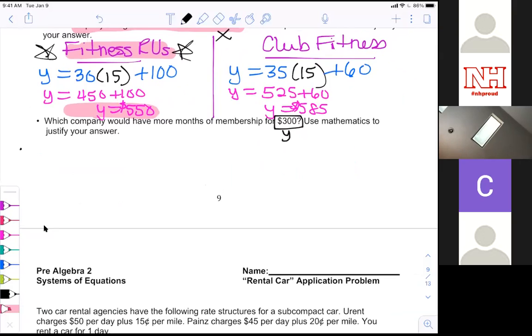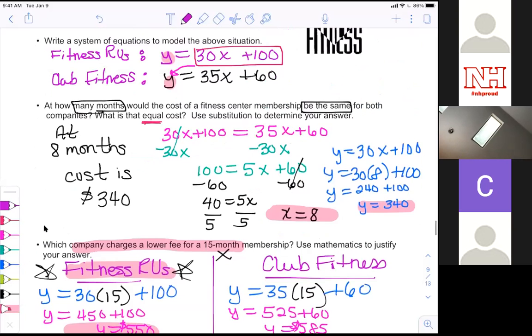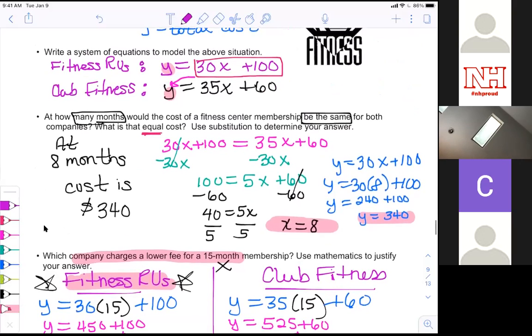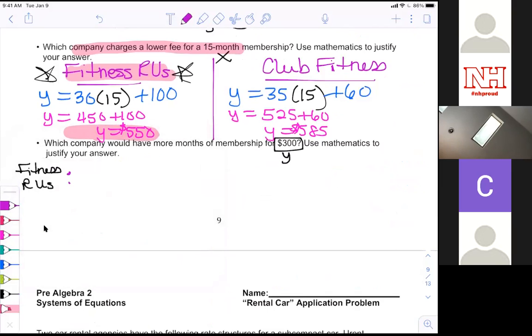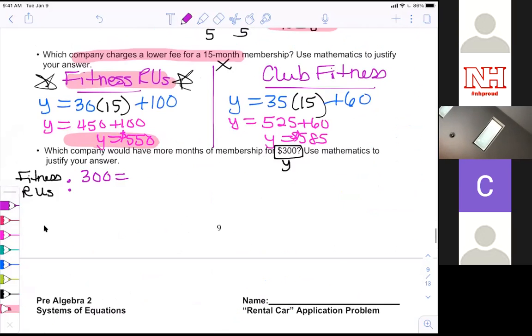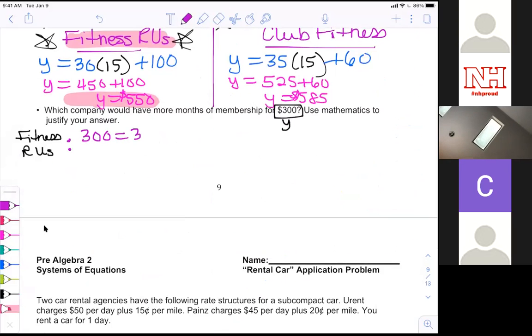So the previous question we knew X and we found Y. Now in this question, we know what Y is. We want to figure out X. How long could I go to each company? So we have that Fitness R Us. And that equation for Fitness R Us is at the top of your page, 30x plus 100. Apparently I cannot talk correctly today. So 300 is equal to 30x plus 100.